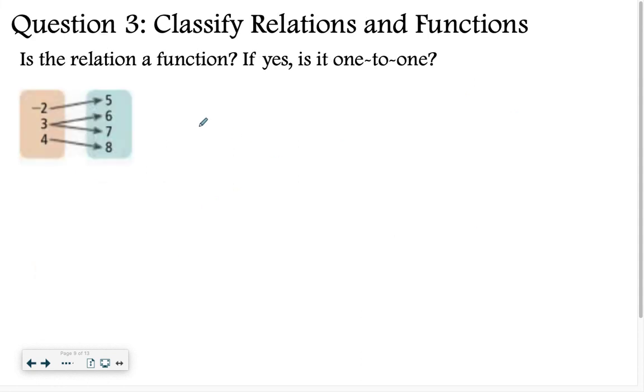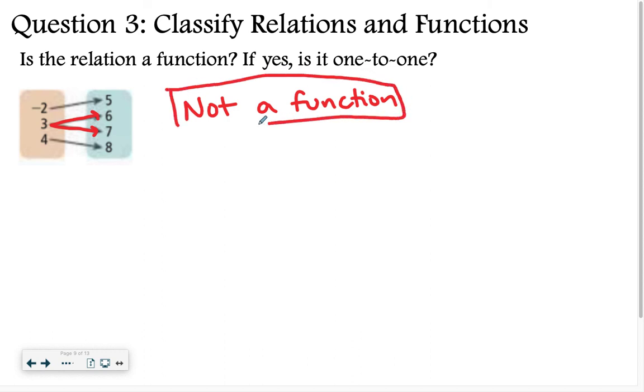All right, I want you to look at this mapping and tell me, is this a function and is it one-to-one? Good luck. All right, for this problem, hopefully you saw that 3 gives me both a 6 and a 7, so it's not a function. And if something is not a function, it actually cannot be one-to-one or not one-to-one. It is simply classified as not being a function.